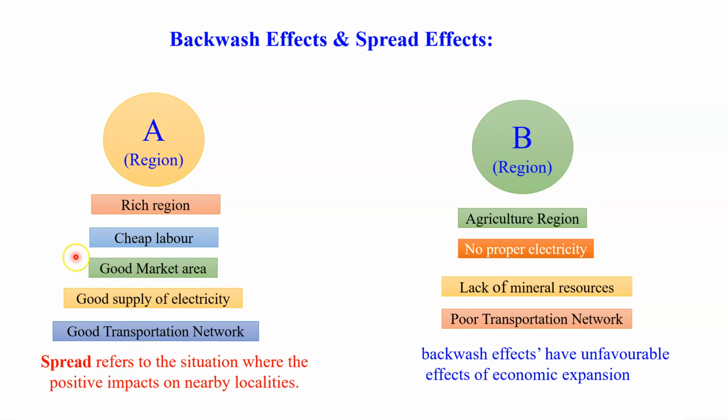When economic development takes place here, then definitely it will affect the economic development of the nearby regions. Therefore, the spread of this development will definitely move toward the nearby region. This is called the spread effect, which refers to the situation where we observe the positive impact of a nearby location due to the availability of various support factors for economic development in this region.